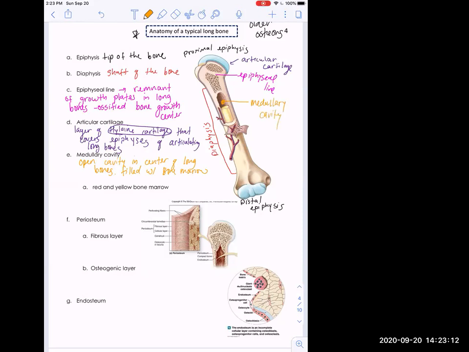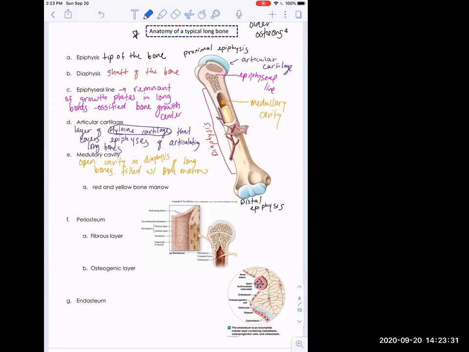So a hollow cavity in the center. I'm going to say in center, but I'm going to erase center and change that to diaphysis. Open cavity in the diaphysis of long bones. Here we go. Okay.